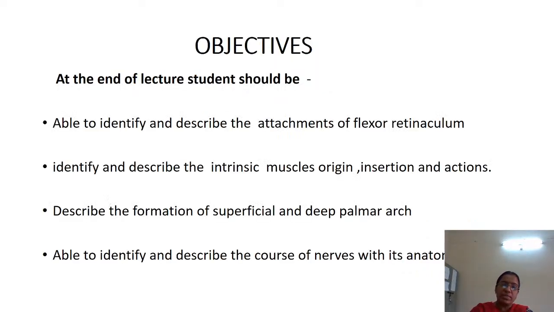The first thing that comes is the objectives. What are the objectives of this class? At the end of today's lecture, the student should be able to identify and describe the attachment of the flexor retinaculum, and identify and describe the intrinsic muscles with their origin, insertion and action. Should be able to describe the formation of the arches, superficial and deep palmar arch. And last but not least, students should be able to identify and describe the course of the nerve with their anatomical basis, that is applied part. So this would be our objectives.